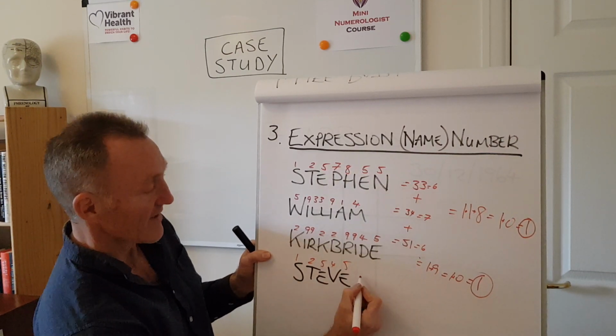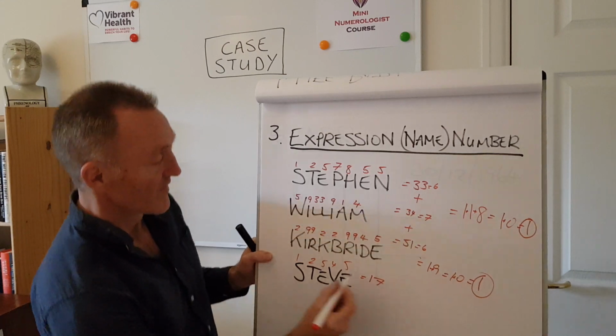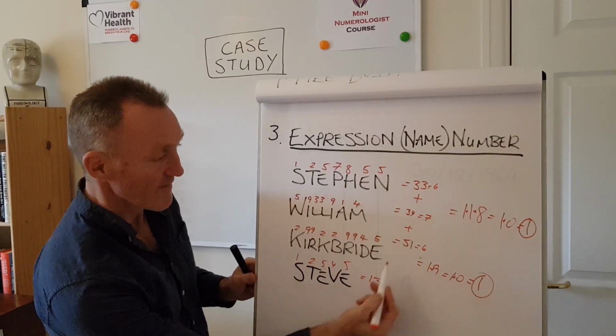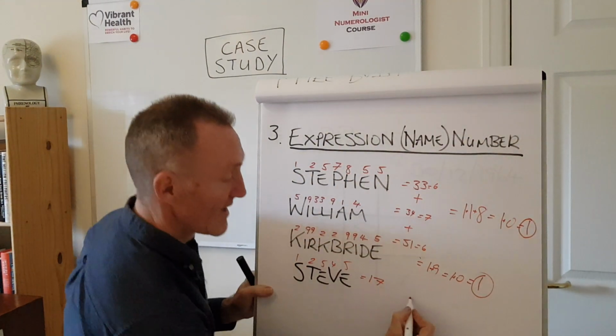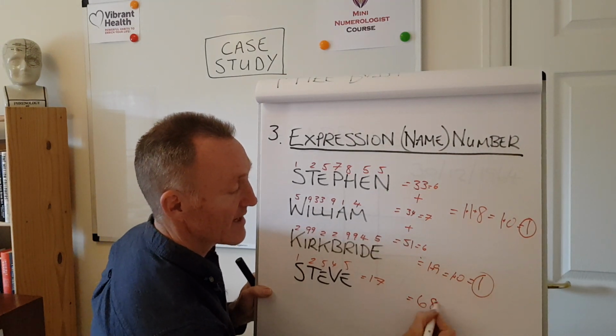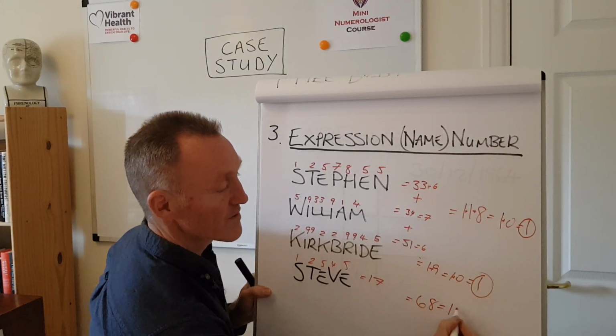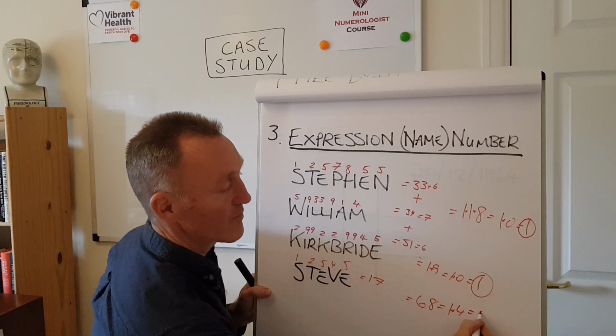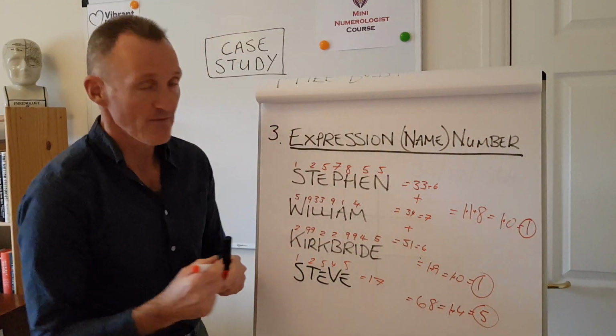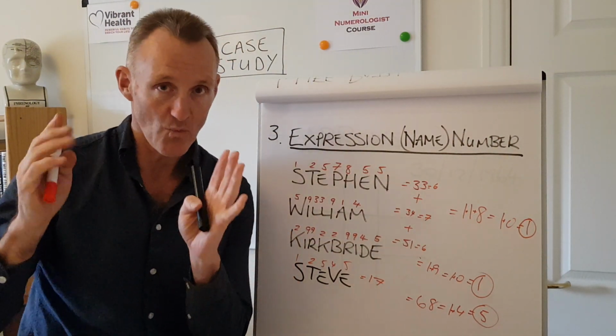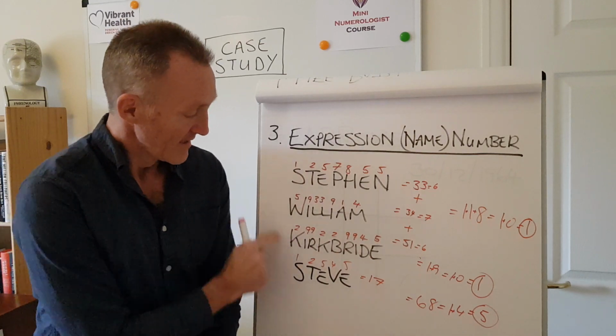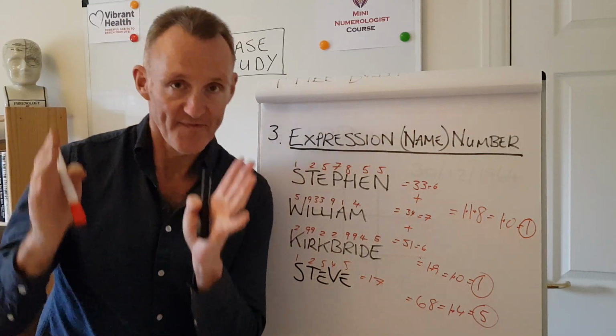If we add that together, it equals 17. So Steve Kirkbride, we take the 17 and the 51, equals 68. 6 and 8 is 14. 1 and 4 equals 5. So Stephen William Kirkbride is a 1 expression. Steve Kirkbride is a 5.